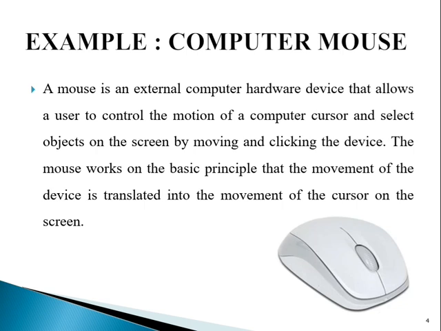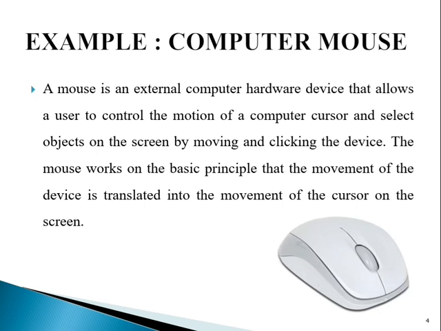So a mouse is an external computer hardware device that allows a user to control the motion of a computer cursor and select objects on the screen by moving and clicking the device. The mouse works on the basic principle that the movement of the device is translated into the movement of the cursor on the screen. So everyone knows about the mouse. You can see its image here.